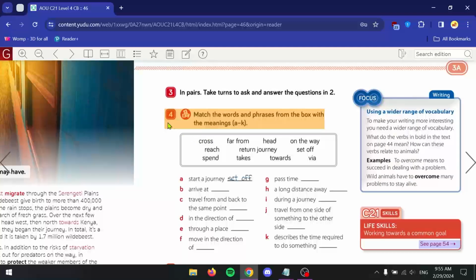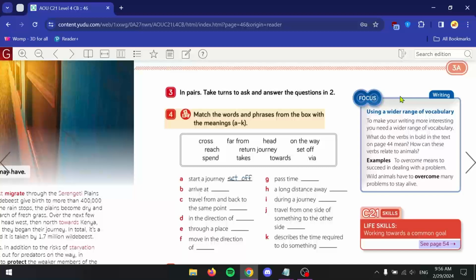Now, let's go back to our book. Let's go to exercise 4. Actually, before we do that, let's take a look at the focus here. We have writing: using a wider range of vocabulary. To make your writing more interesting, you need a wider range of vocabulary. What does this mean? This means that you don't use the same two words to explain something. There are multiple words that could have the same meaning as the meaning that you're trying to convey, and mixing and matching these in your writing or even in your speaking is a good way to make the way you write or speak much more interesting. Okay?